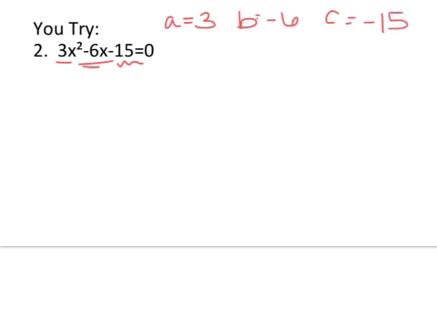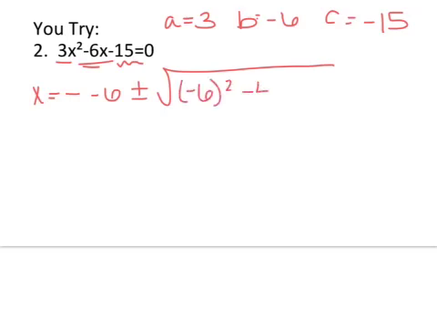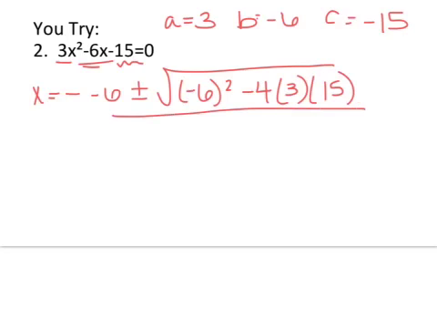When I plug these into the formula, x would be -b, so negative from the formula, and then -6 because b is -6. You have to have both. Plus or minus the square root of b squared, so -6 squared, minus 4 times a, which is 3, times c, which is -15, all over 2a, which is 3.